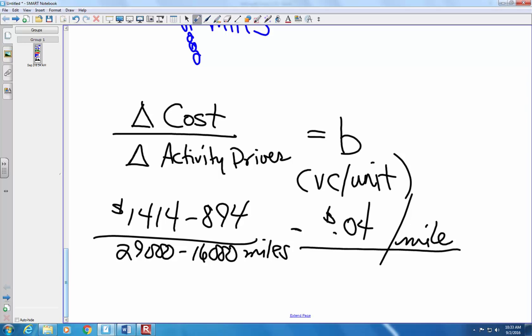Do you want us to just do it for that one? Well, once you get the fixed cost, or solve for A, you should be able to prove it by doing what? Sure, that line should work for all of your data points, so I always want you to at least prove it in one other data set.